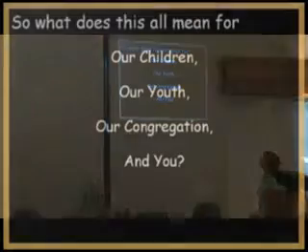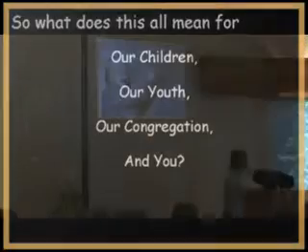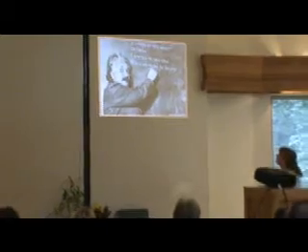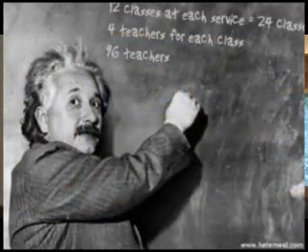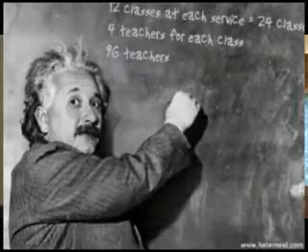So what does this mean for our children, our youth, our congregation, and you? Well, we've got some big changes ahead. Last year, we had 12 classes in each section, each service. So 24 classes, we needed 4 teachers for each class. So we needed 96 teachers for the year. Now we're a congregation of over 1,000 people, including children. 96 teachers, not so many.